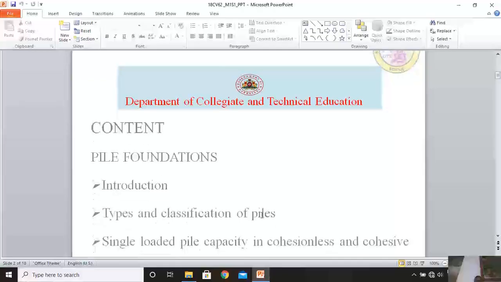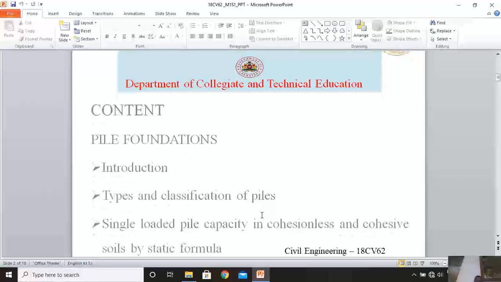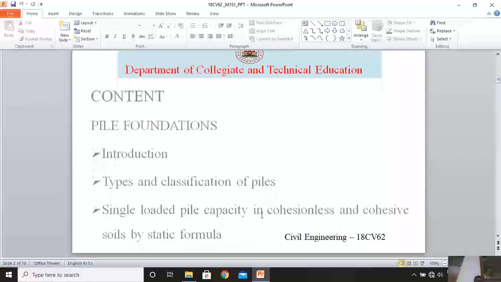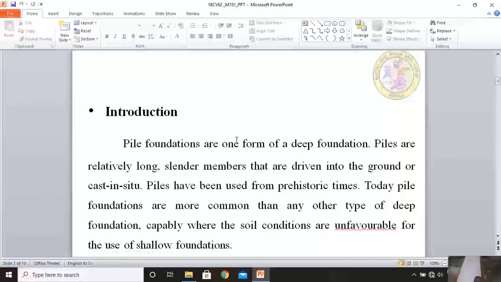Contents: introduction, types and classification of piles, single loaded pile capacity in cohesionless and cohesive soils by static formula. Now I want to explain about the introduction of pile foundations.